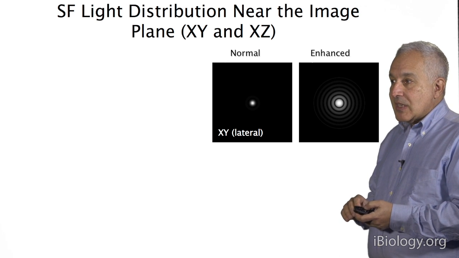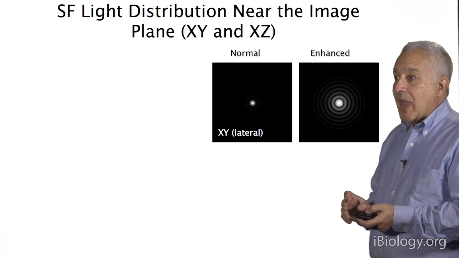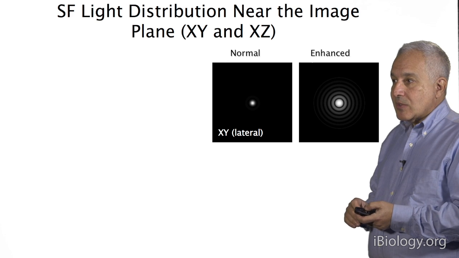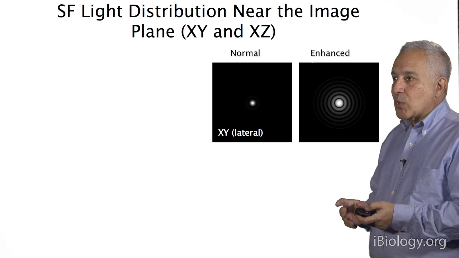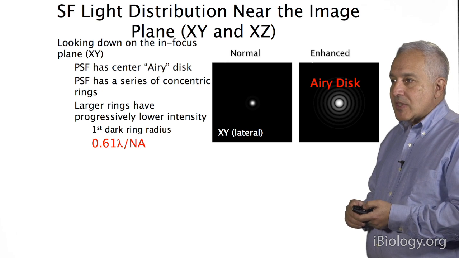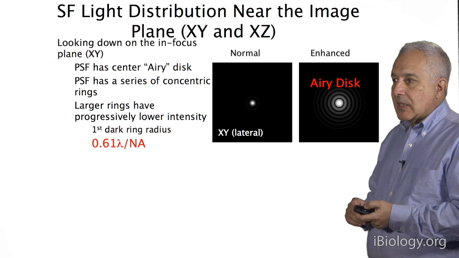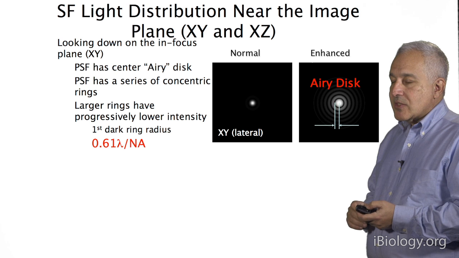Airy is a name of a researcher, I think he was originally an astronomer, who saw Airy patterns around stars and understood that this was an artifact of diffraction, not the fact that every star had rings around it. The PSF is a series of concentric rings, and the farther out the rings are, the progressively lower their intensity.